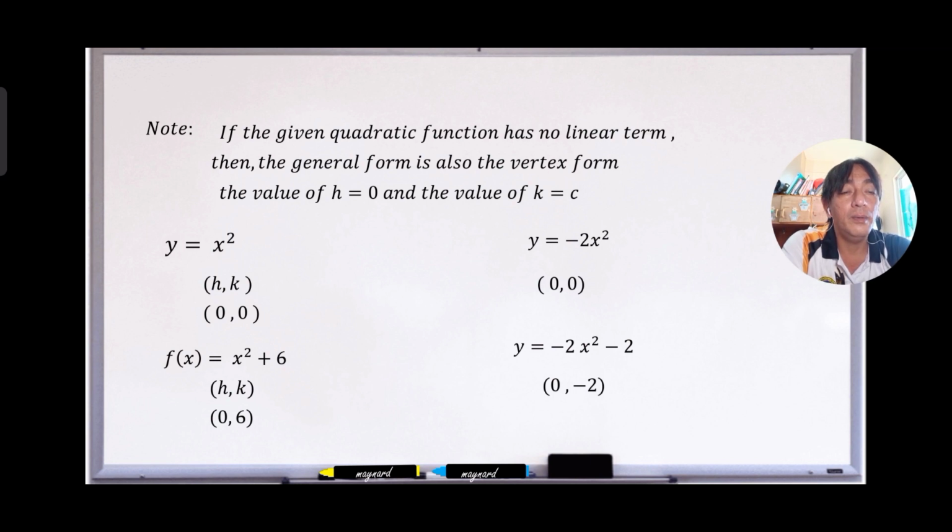And then, next lesson natin will be how to describe the graph of quadratic function na pinakilala ko na sa inyo, which is parabola.